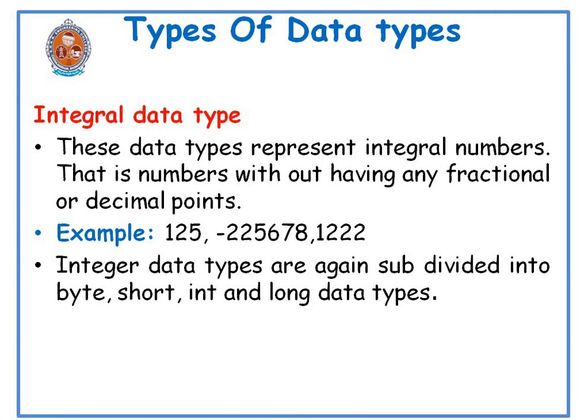Coming to the integral data type, these data types represent integer numbers, that is, numbers without any fractional or decimal points. Those numbers are known as integral numbers. For example, 125, minus 225678, and 1222 come under this category. Integral data types can also be divided into byte, short, int, and long data types.